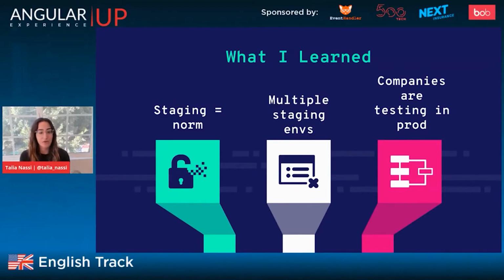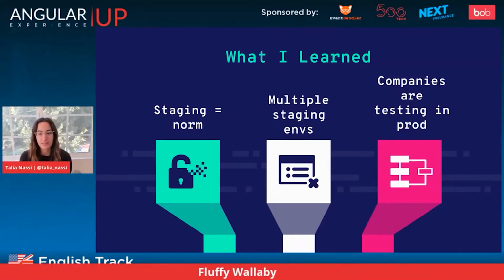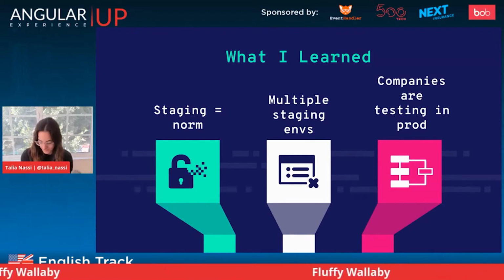So I did a ton of homework, and I researched what other companies are doing. And this is what I learned. It's the norm for companies to use staging environments, especially companies that are still waterfall. And most companies also have more than one staging environment. Also, big name companies like Google, Facebook, Netflix, Twitter, all of them test in production. And when I read this, I was so confused. I was like, what do you mean test in production? What is that? How is that possible?